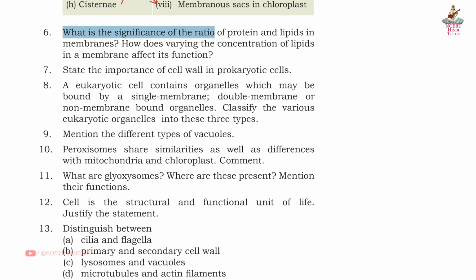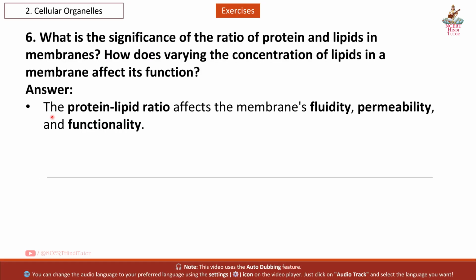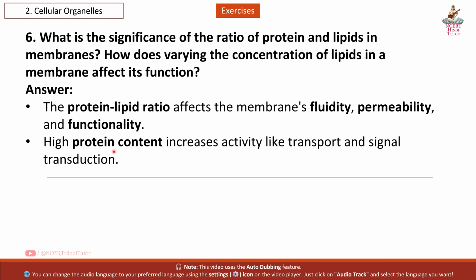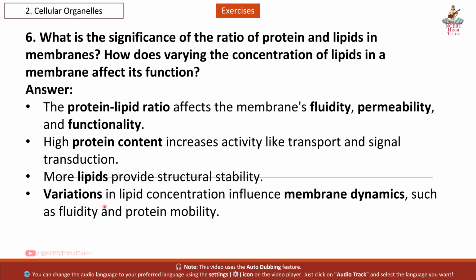Question 6. What is the significance of the ratio of protein and lipids in membranes? How does varying the concentration of lipids in a membrane affect its function? Answer. The protein-lipid ratio affects the membrane's fluidity, permeability and functionality. High protein content increases activity like transport and signal transduction. More lipids provide structural stability. Variations in lipid concentration influence membrane dynamics such as fluidity and protein mobility.